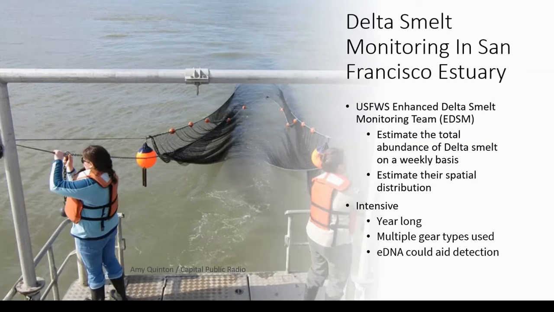Like I mentioned, in addition to concerns about smelt getting entrained in the pumps, scientists with multiple agencies conduct traditional surveys year-round to monitor delta smelt throughout the Delta and the San Francisco Bay Estuary. We have the U.S. Fish and Wildlife Service Enhanced Delta Smelt Monitoring Team, EDSM. They estimate the total abundance of delta smelt on a weekly basis and help to estimate their spatial distribution. This is a very intensive process. It's year-long, involves multiple gear types, and eDNA could possibly aid in detection.